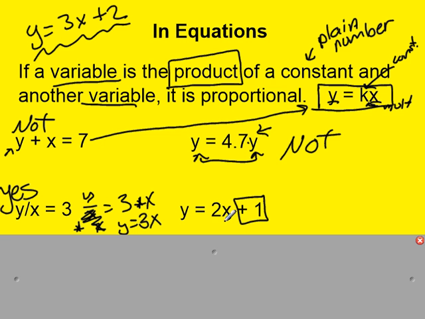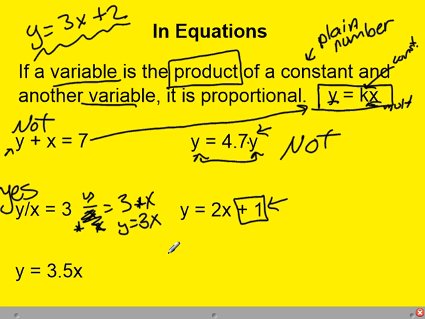I have y equals 2x. That whole part is fine. But then this plus 1 means that it's not proportional. And finally, I have this, which is kind of a classic proportional relationship equation. y equals 3.5 times a variable x.